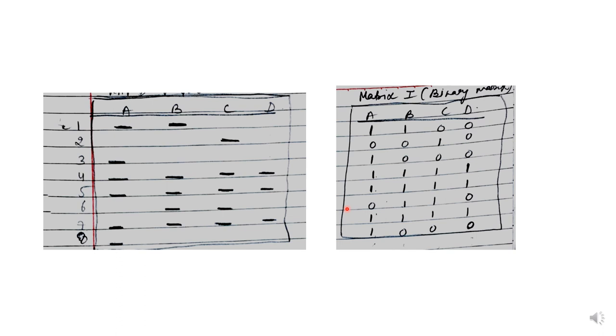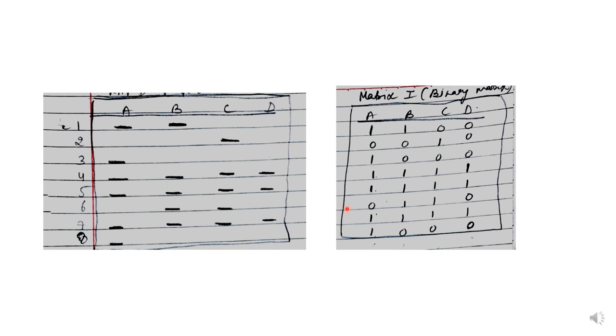Similarly, in C and D, you can see that the first band is missing, so they are marked with 0. And the other bands: in C, the second band is present, so it is marked with 1, and in D, it is absent, so it is marked with 0. In the third, both the bands are missing, so they are marked with 0. And then the fourth and fifth are present, so they are marked with 1.